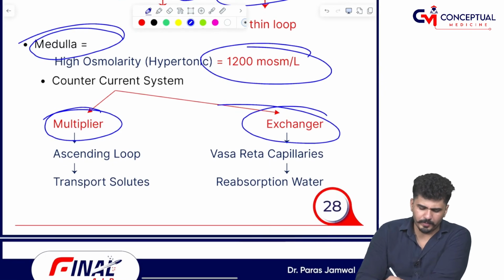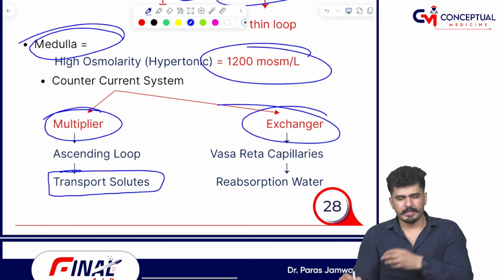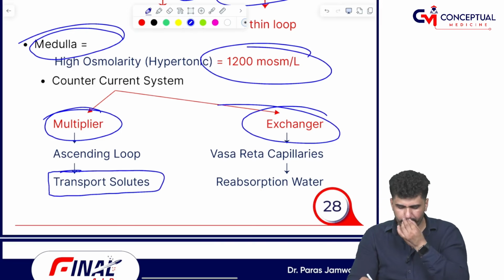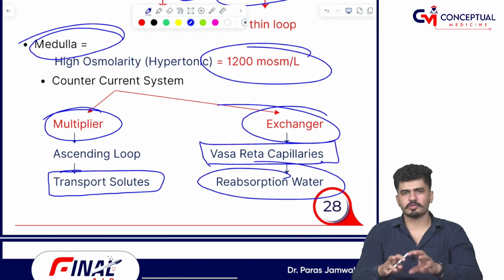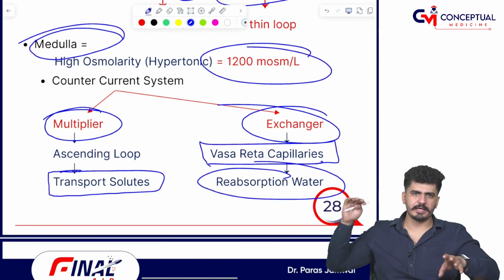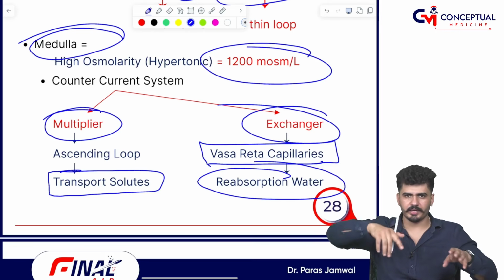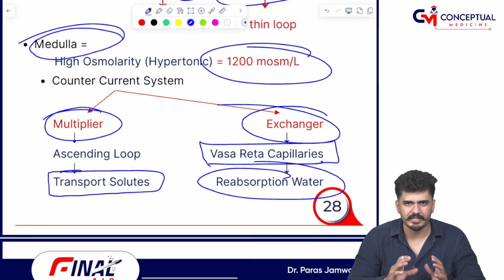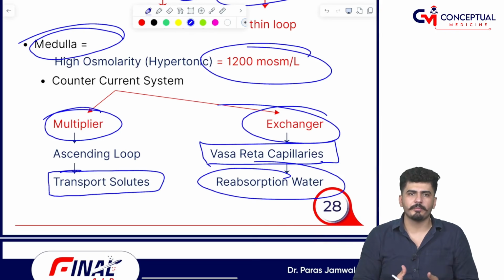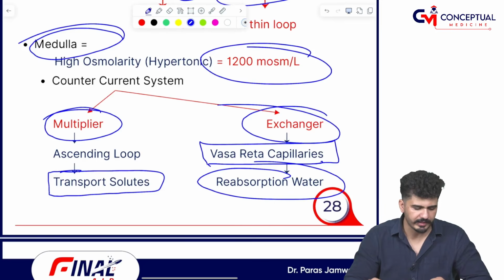So what solutes are in the ascending loop? Transport, ions are added here, and the exchanger is by vasa recta capillaries which reabsorb the water. Water comes out, solutes are transported inside. This is how the urine becomes more concentrated. It will not be in the form of more water, it will be in a concentrated form. This is called the counter current mechanism.